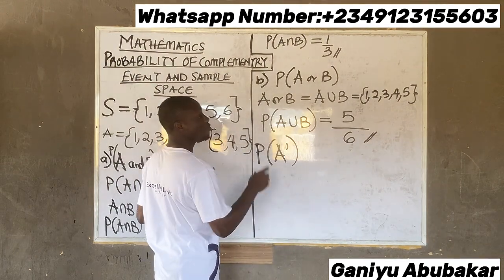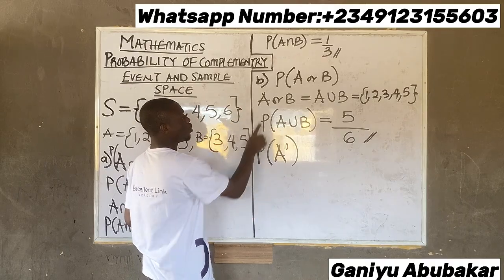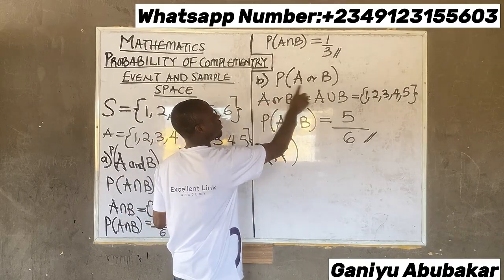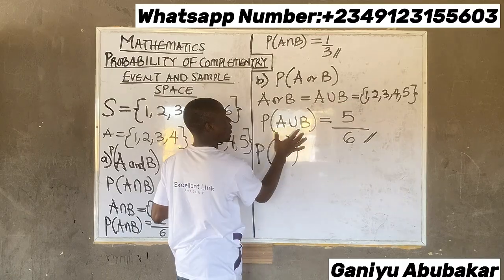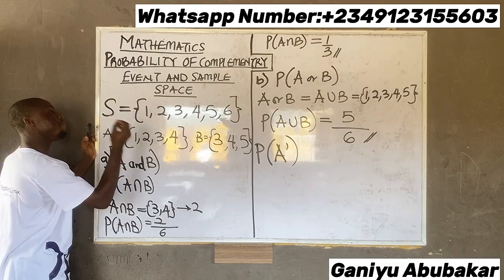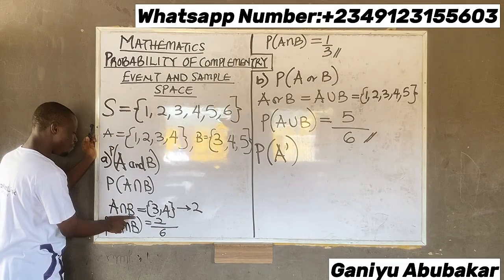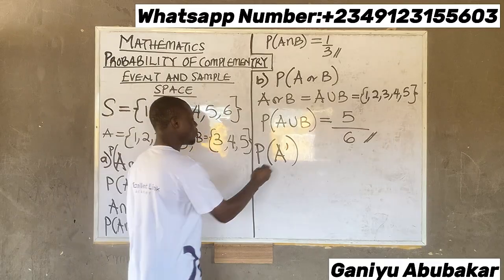If I want to find the probability of something, I have to find that thing first. When I was asked to find the probability of A and B, I first found A and B as this, which is 2, before I found the probability. So let's find the probability.